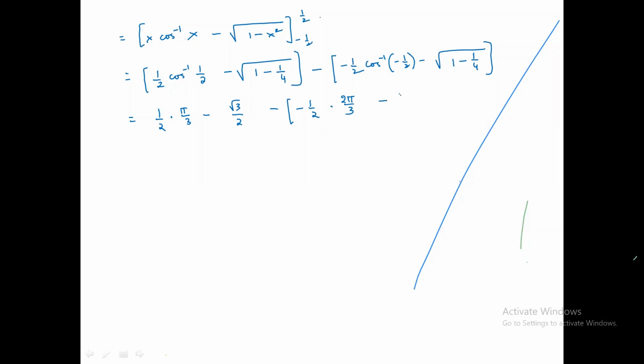And then minus, here also I have root 3 by 2. So 2 and 2 will cancel. I have pi by 6 minus root 3 by 2 plus pi by 3 plus root 3 by 2. So minus root 3 by 2 plus root 3 by 2 cancels. I have pi by 6 plus pi by 3. That is 30 plus 60, 90 degrees, which is nothing but pi by 2. This will be my final answer.